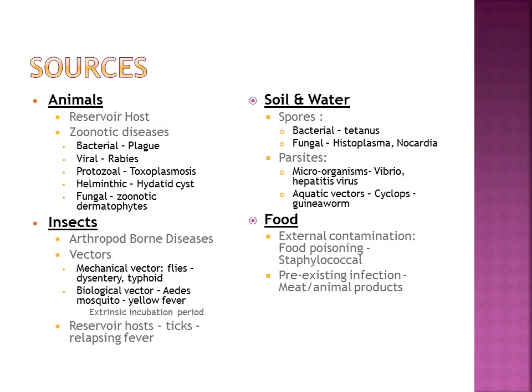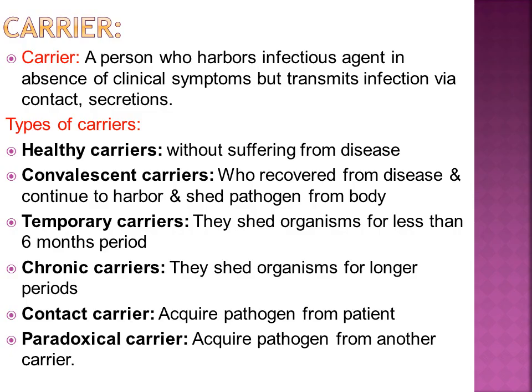Then other sources can be soil and water. Bacterial spores can cause tetanus. Then parasites, and microorganisms causing vibrio, hepatitis, viruses. Then food, it can be external contamination, food poisoning or staphylococcal poisoning, then pre-existing infection, meat, animal products.